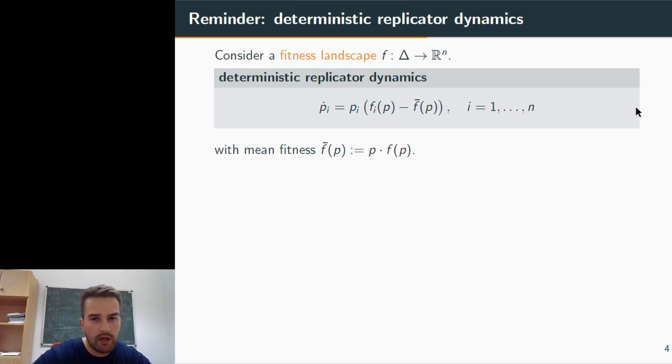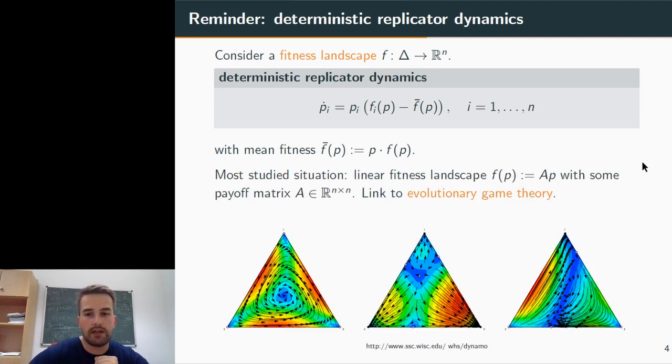Particularly well studied is the situation in which we have linear fitness landscapes. That is, if F is just given by some matrix or payoff matrix A. And you all also know that in particular in that situation, there are interesting and nice links between the dynamics given by the ODE or by the dynamical system on one hand, and by concepts of evolutionary game theory on the other hand, keywords, Nash equilibria, and evolutionary stable strategies.